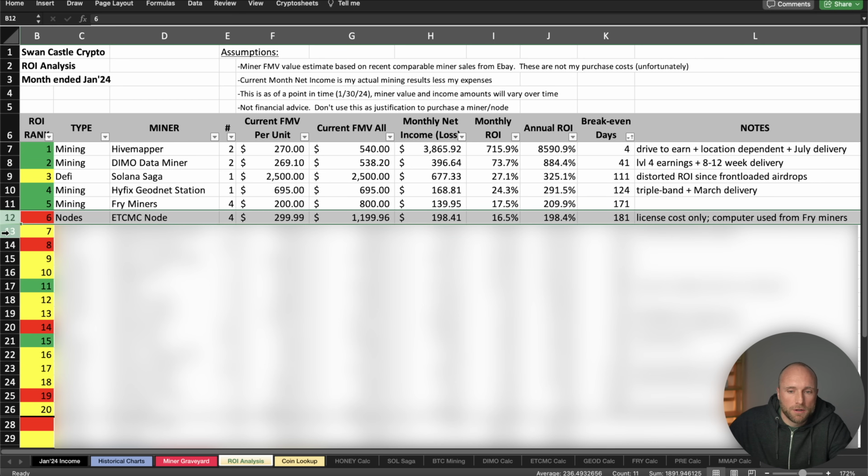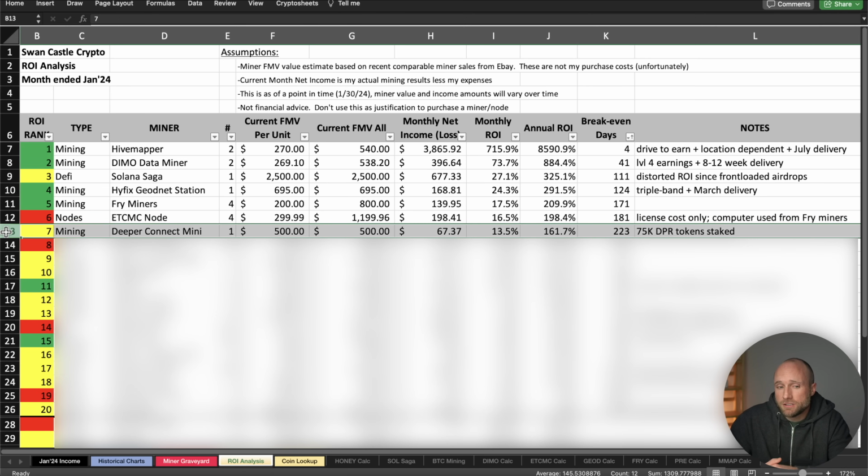Number seven, Deeper Connect Mini. I have a substantial amount of Deeper token stake, so that's contributing to my higher earnings than you would receive if you did not stake any tokens. So keep that in mind if you're looking to get into a Deeper Connect Mini VPN device.